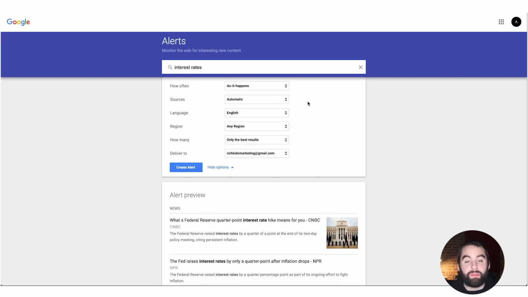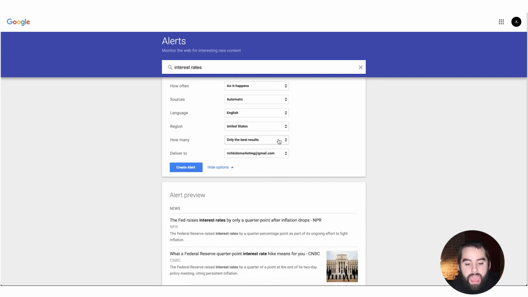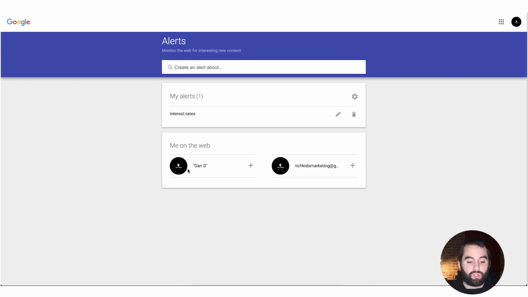As it happens. Very important. Sources, automatic, because again, we want to see exactly where everything is coming from. Language, you could choose your language. Any region, United States in this case for interest rates. How many? Only the best results in my opinion. Again, you can pretty much set it to whatever and deliver to your email of choice, and then you click on create alert. So now we have alerts set up for interest rates, but we can keep doing this.